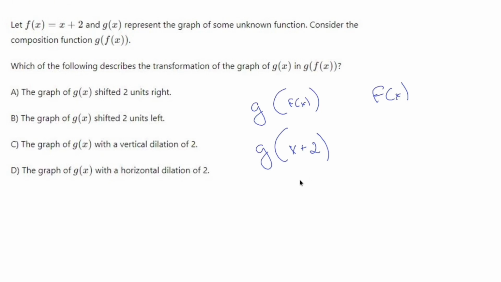And I'm going to move either left or right. Now, since this is plus 2, it's the opposite when it lives with x, which means it's not going to be right 2, it's going to be left 2. So this is a horizontal translation to the left 2, which means the graph of g of x is shifted 2 units left. So the answer is going to be B for this one.